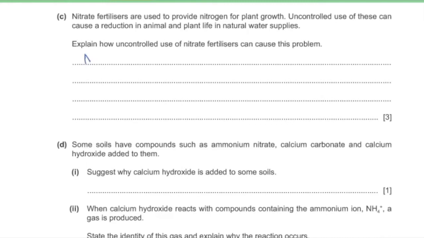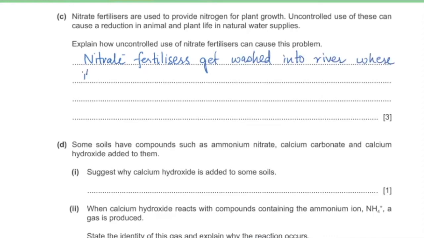So we can write that nitrate fertilizers get washed into river, where it promotes algal growth, and this algal growth will block sunlight from reaching marine plants and animals.